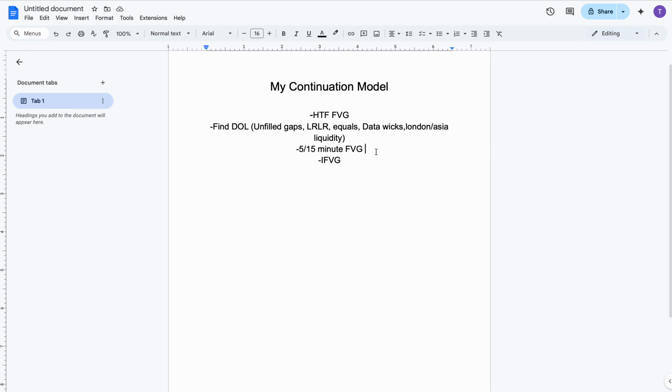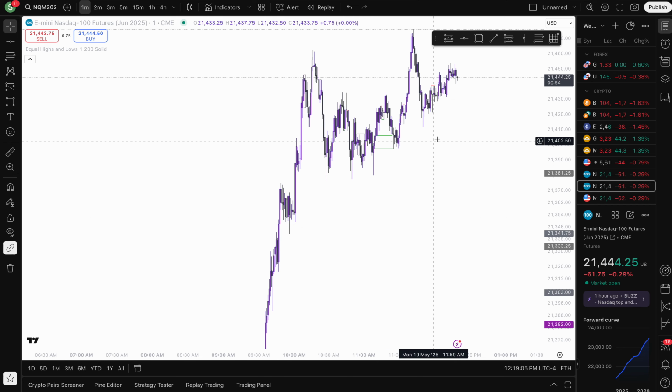Next, we want to open up a 5 or a 15-minute fair value gap, and we want to see that get traded into. And then next, we want to see an inverse of the highest time frame gap out of the 5 or 15-minute fair value gap, targeting the draw on liquidity. So yeah, this is the continuation model, and now I'm going to go over some examples real quick.